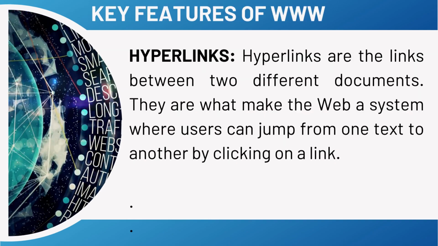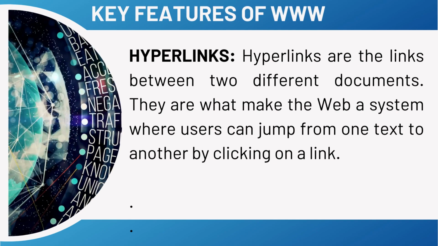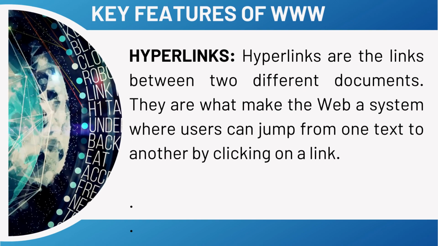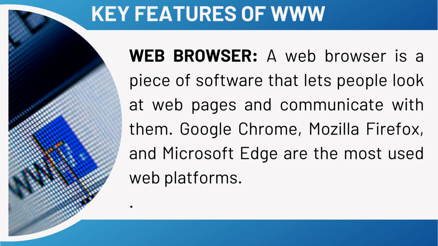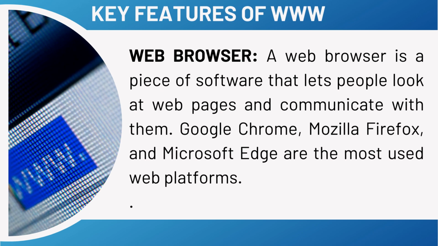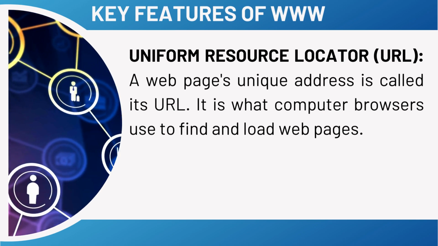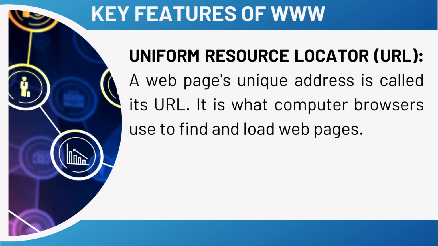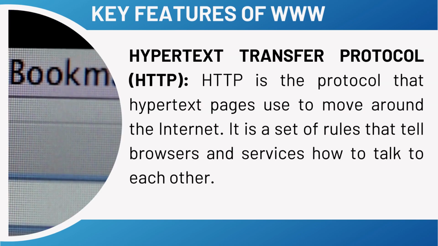Hyperlinks. Hyperlinks are the links between two different documents. They are what make the web a system where users can jump from one text to another by clicking on a link. Web browser. A web browser is a piece of software that lets people look at web pages and communicate with them. Google Chrome, Mozilla Firefox, and Microsoft Edge are the most used web platforms. Uniform Resource Locator, URL. A web page's unique address is called its URL. It is what computer browsers use to find and load web pages.